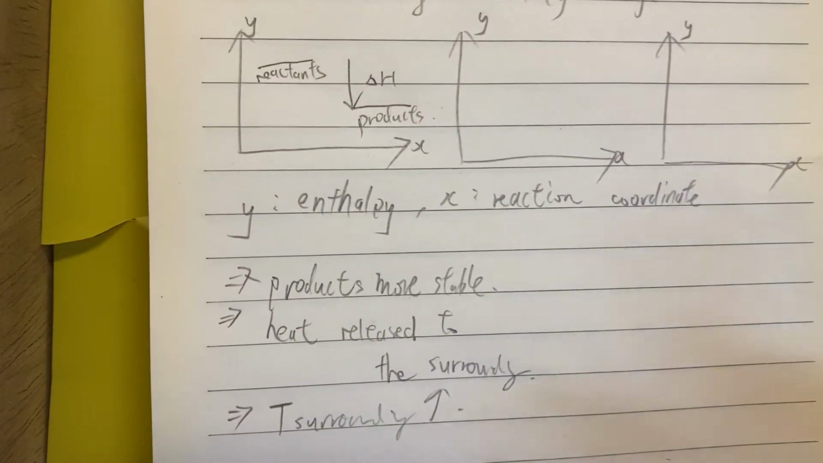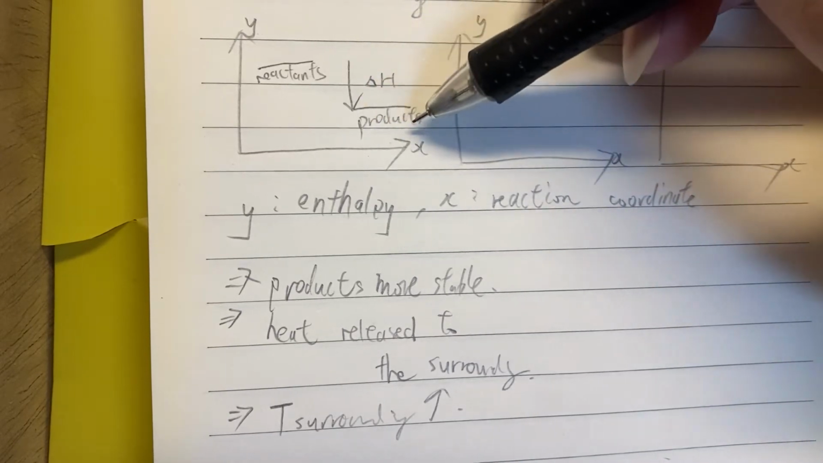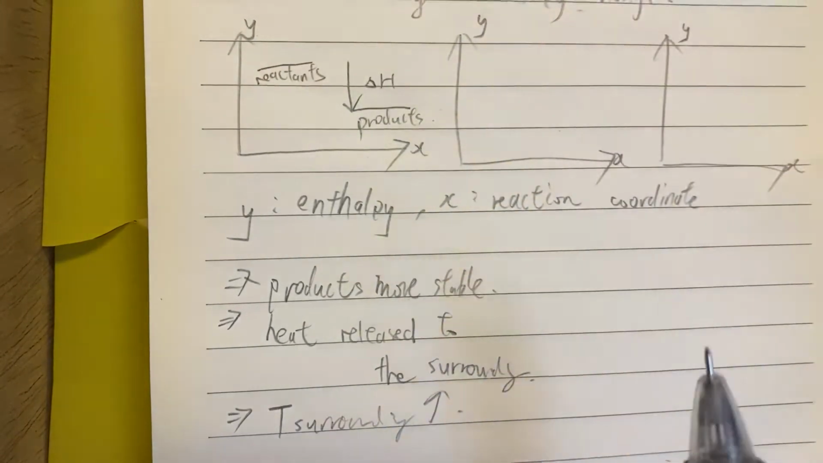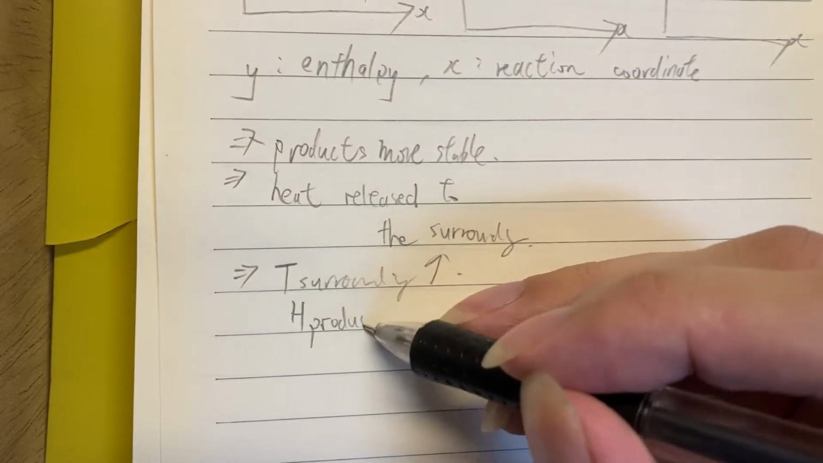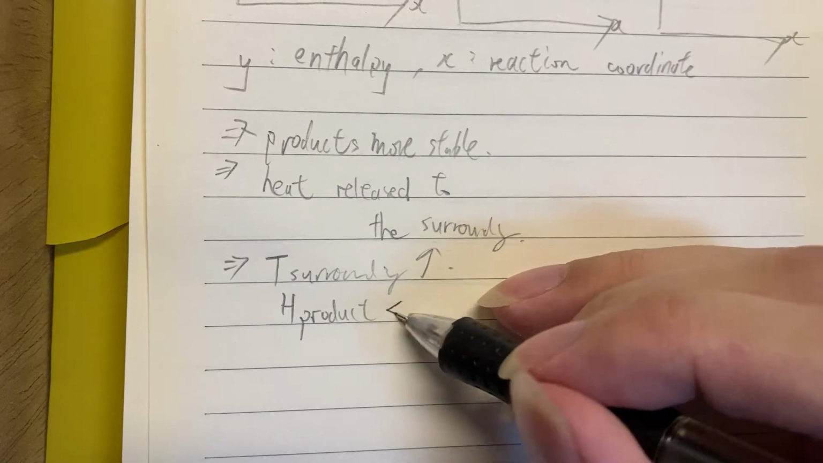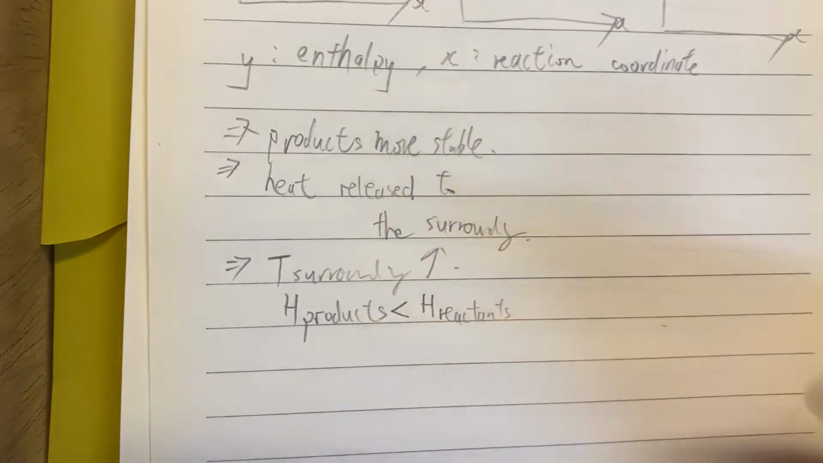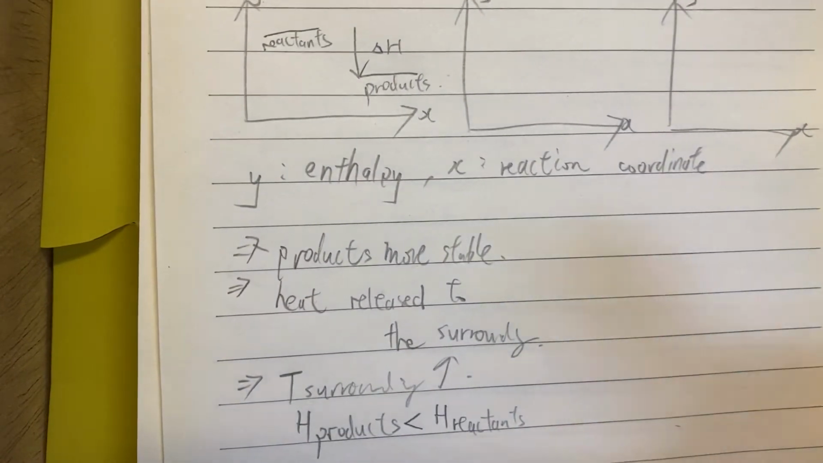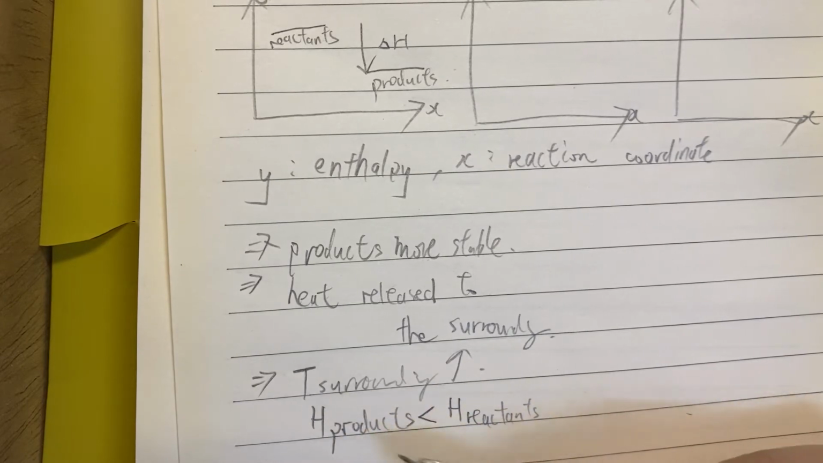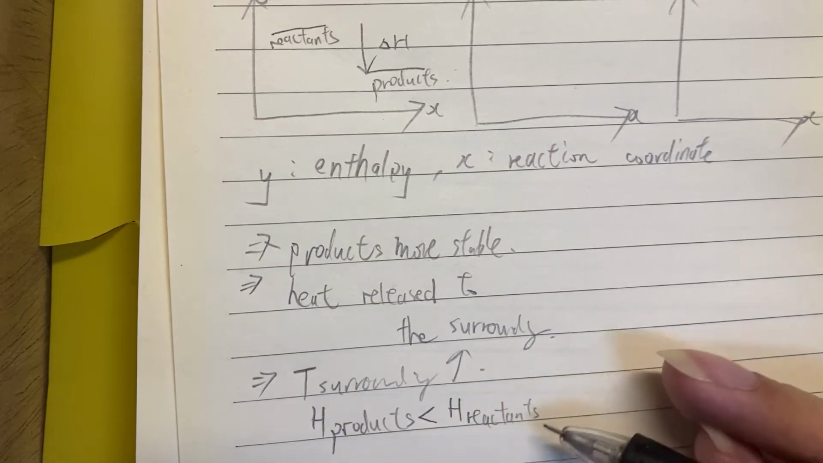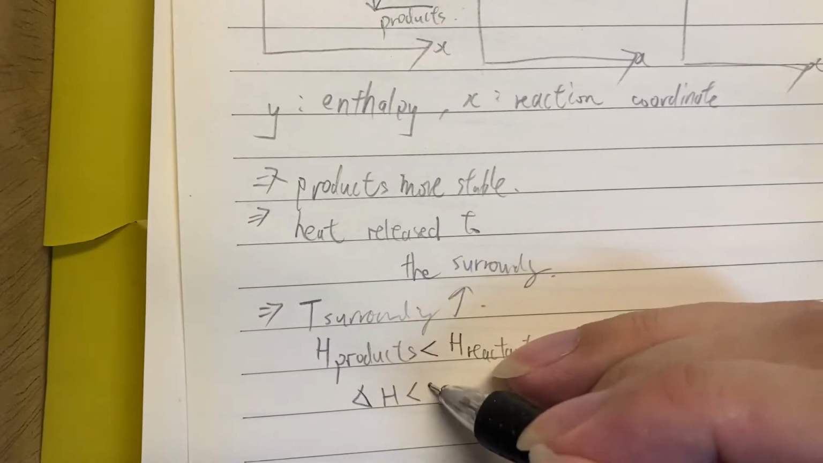And if you do the simple mathematics, the enthalpy in the product should be a smaller value compared with that in the reactant. The absolute enthalpy in the product will be smaller than that in the reactants. Then what will happen if you really calculate the delta H by subtracting the enthalpy in the reactant from the enthalpy in the product? You will get a negative value of delta H.